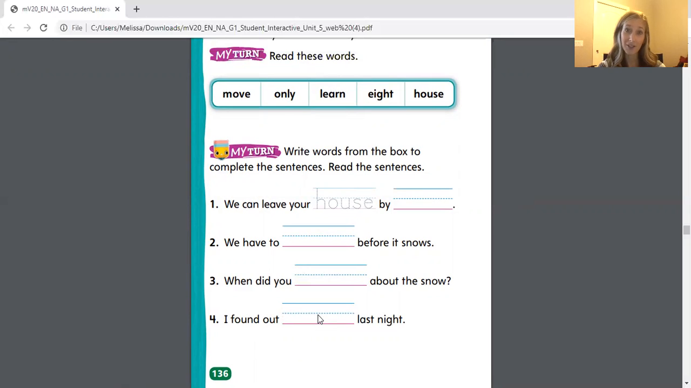We have only one word left, and the word is only. I found out only last night. So that means I just found out last night. Okay, so again, I'll read these sentences to you. Make sure you fill in the blanks. We can leave your house by 8. We have to move before it snows. Number 3, when did you learn about the snow? Number 4, I found out only last night. Okay, make sure you've got those words filled in.